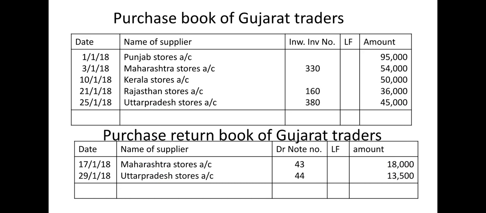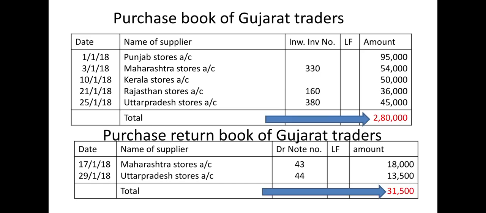First, let's start with purchase book. Student, the total of purchase book comes to 2,80,000, and the total of purchase return book is 31,500. Okay, student. So this was a very simple sum.